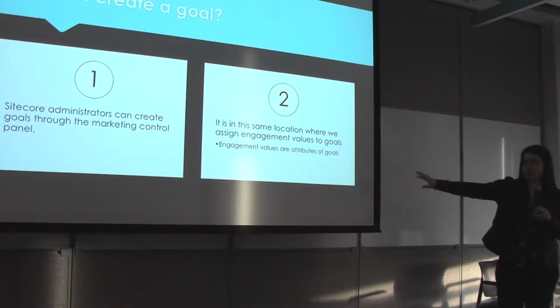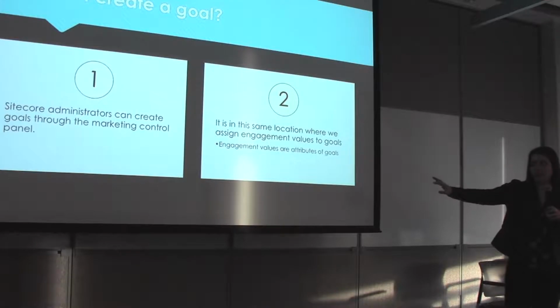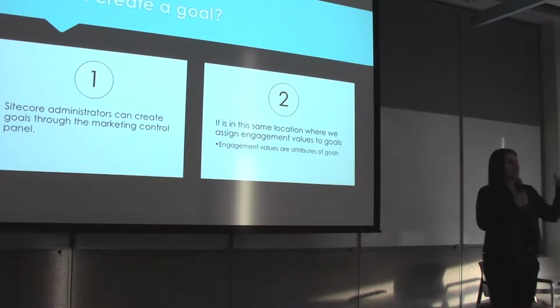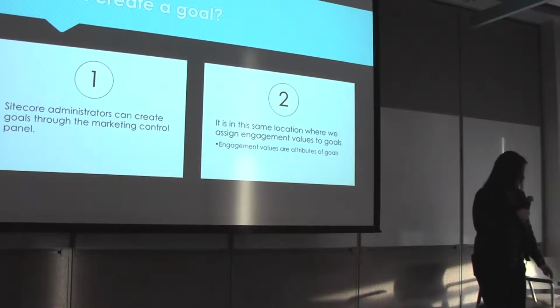And it's in this same location where we assign engagement values to those goals. They're actually attributes of goals. So like I said, it's easier to have people build out the goal strategy first and then circle back and apply those engagement values second.